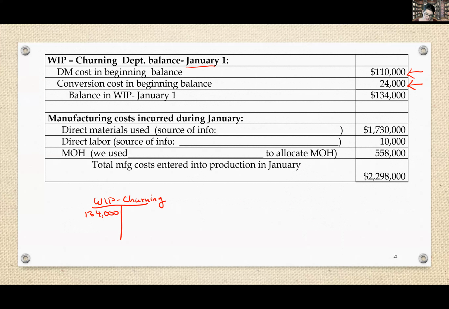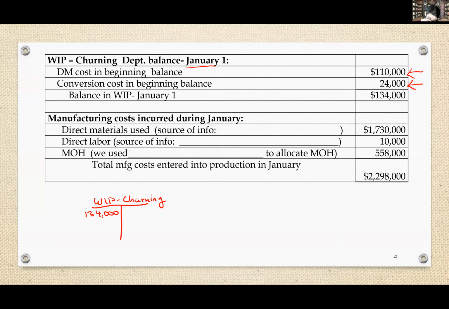Then we're going to add additions: 1,730,000 of direct materials. We're going to add 10,000 of direct labor. We're going to add 558,000 of manufacturing overhead. Okay. Remember here, we got our direct labor and manufacturing overhead and we would add these together and this would be 568,000 later, and this would be considered our conversion cost. Right. So this is materials that we're adding to the process.